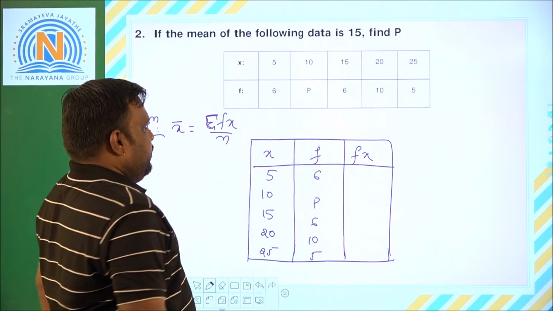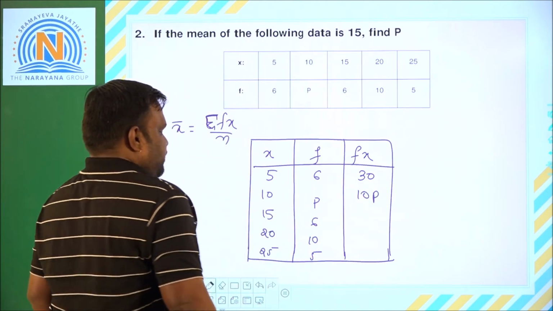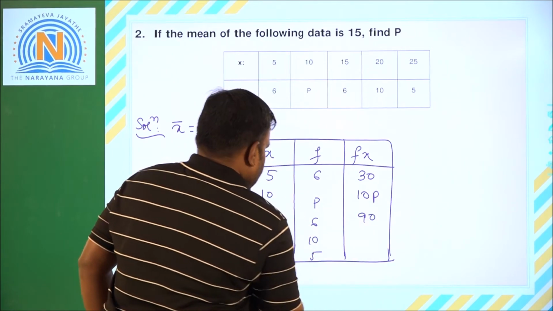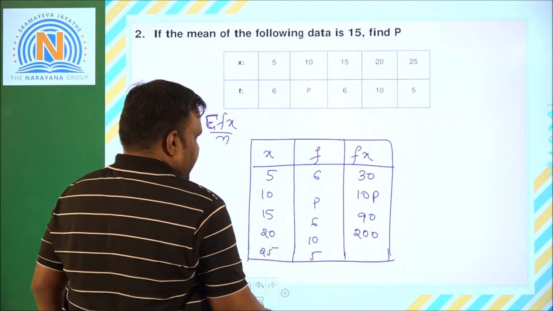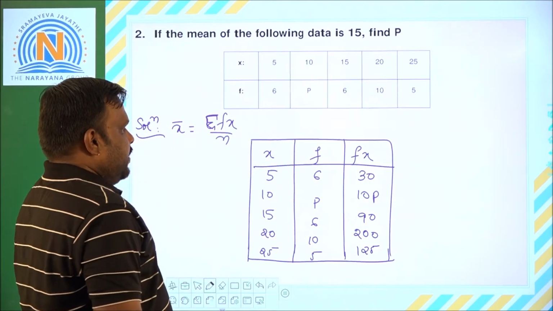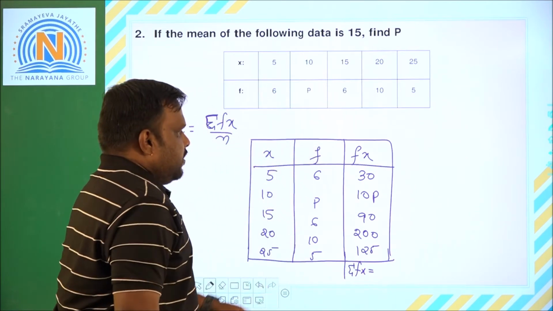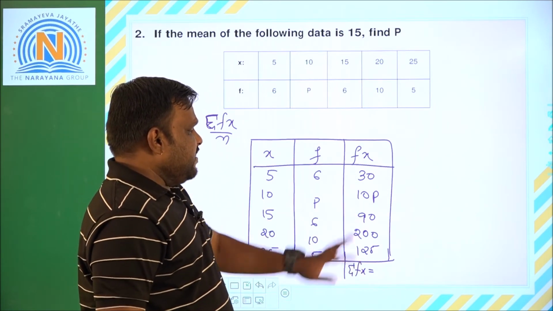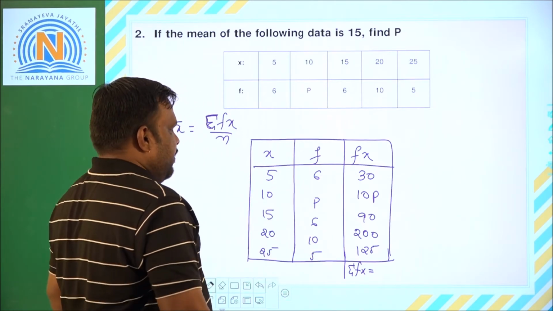Now when you multiply them, here you will have 30, 10p, that is 10 into p, and 15 into 6 is 90. This is 200, and the next one is 125, that is 25 times 5. So these are the values. Now when you come to sigma fx, 200 plus 125 is 325, plus 90 is 415, and 415 plus 30 will be 445.